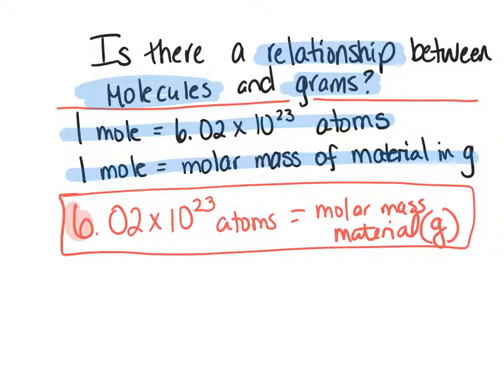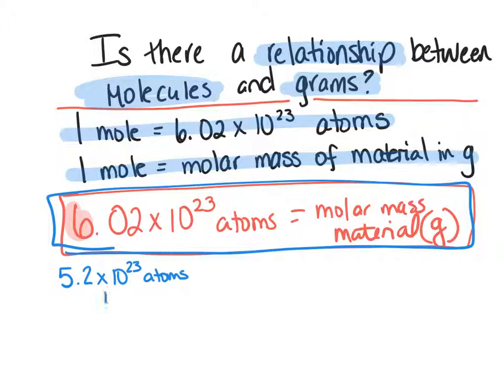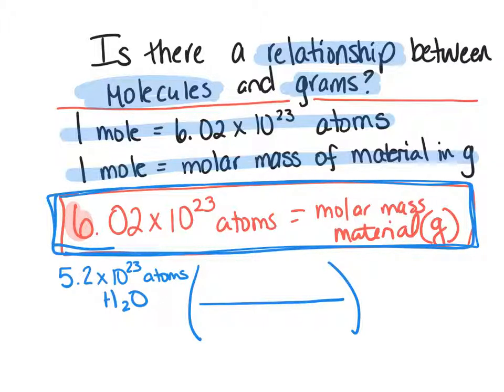In the previous problem, I gave you a certain number of atoms. I'm just going to throw a new number out there. Let's say I give you 5.2 times 10 to the 23rd atoms. And I tell you, I want to know how many grams that is. Well, let's look at this relationship right here. We're still talking about atoms of water, just like in the previous problem. Let's use the relationship that we just made in order to solve this problem. I don't want atoms anymore, so atoms is going to go on the bottom because that's what I'm starting with. I want to get to grams, so grams is going to go on the top.